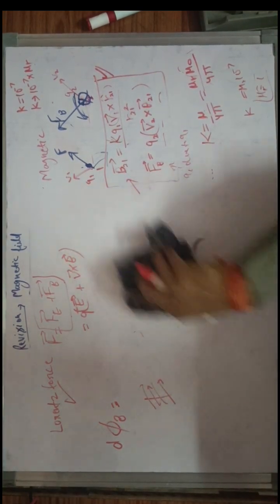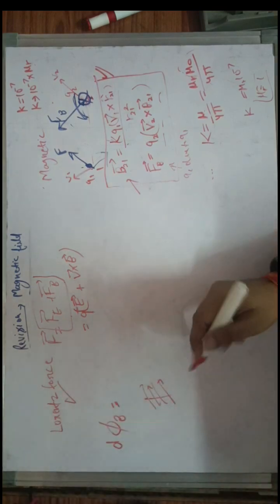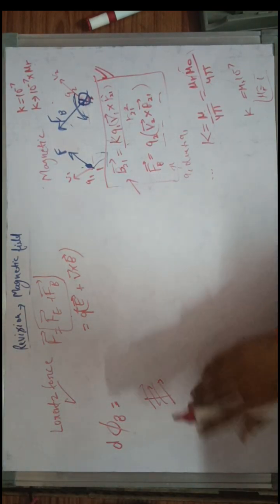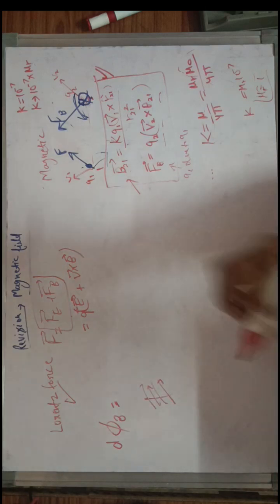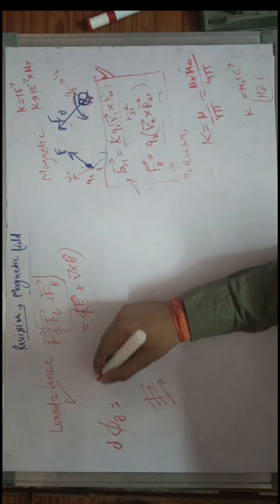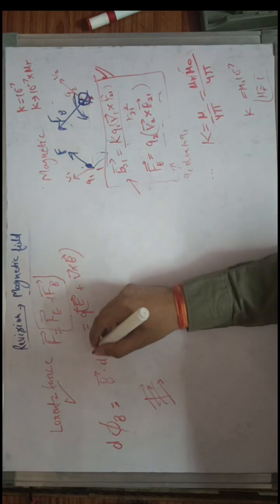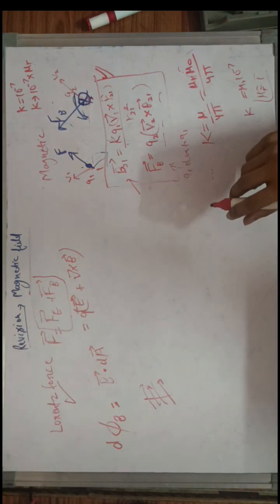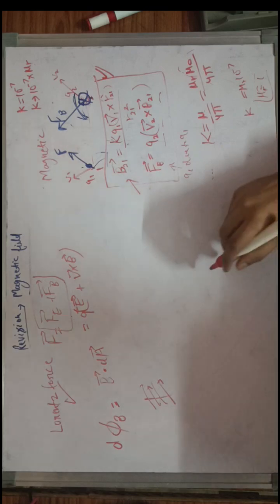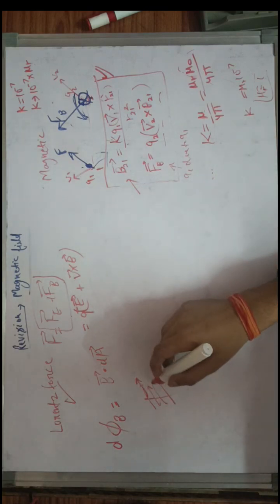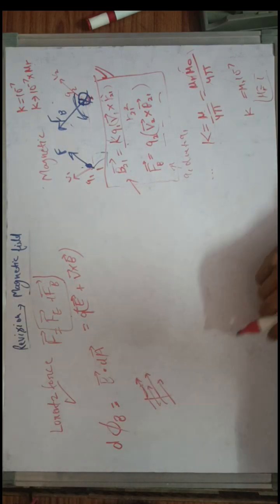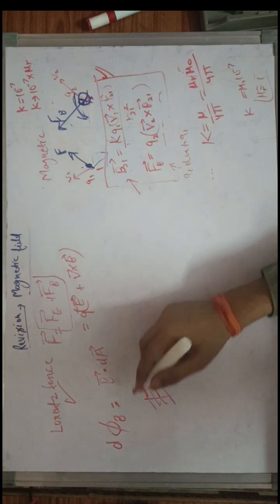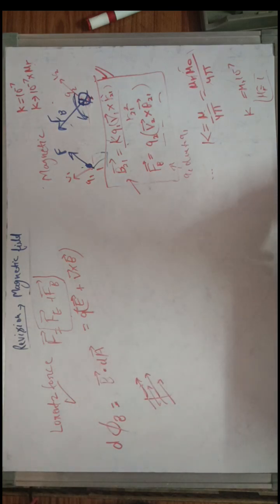So flux is more correctly said as the number of field lines passing through an area in a direction, and it can be given by B dot dA. If the magnetic field is in this direction and the area vector is taken in this direction, then the dot product of them would be this d phi B.